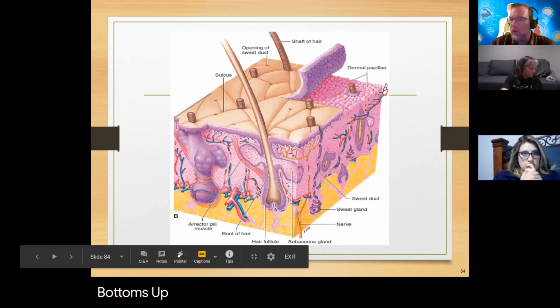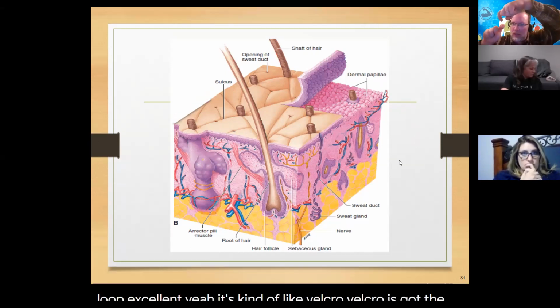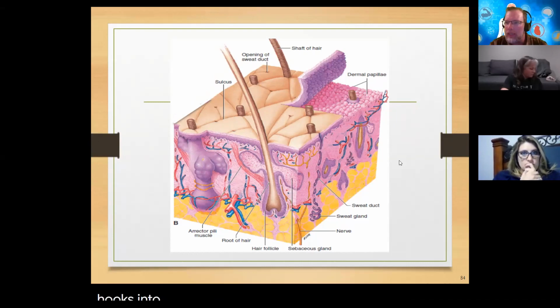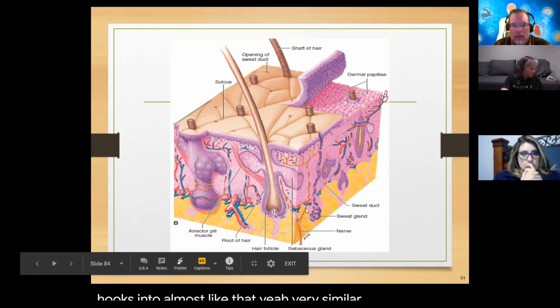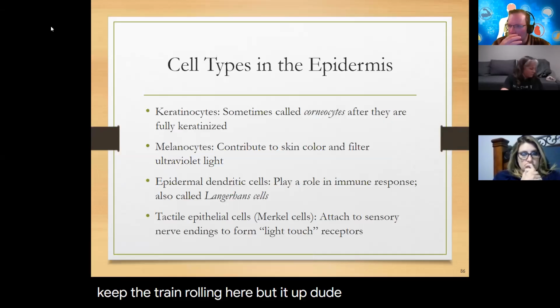Yeah, like Velcro. Perfect. Yeah, like hook and loop. Excellent. Yeah, it's kind of like Velcro. Velcro's got the little micro hooks, and then you've got the loops that it hooks into, almost like that. Yeah, very similar. Let's see. We'll keep the train rolling here. Thick skin. And we'll look at all of that in more detail in just a second when we get to the dermis.